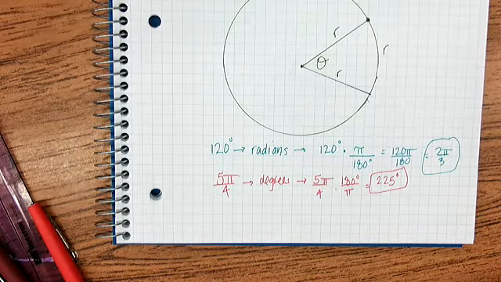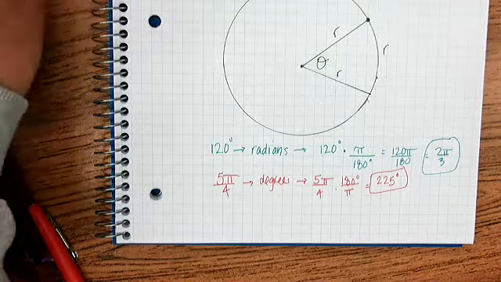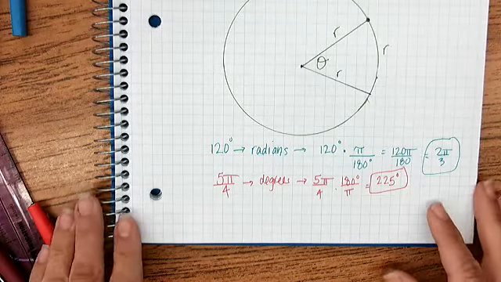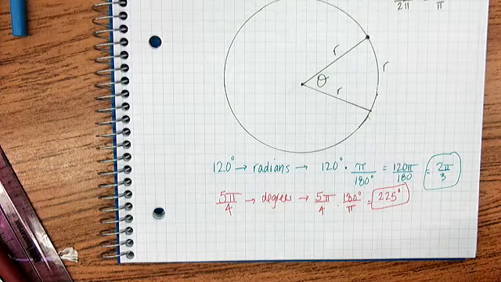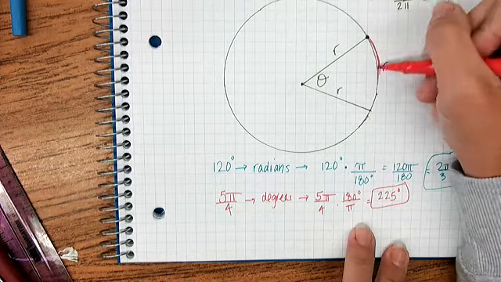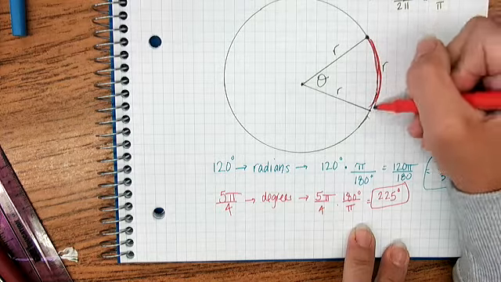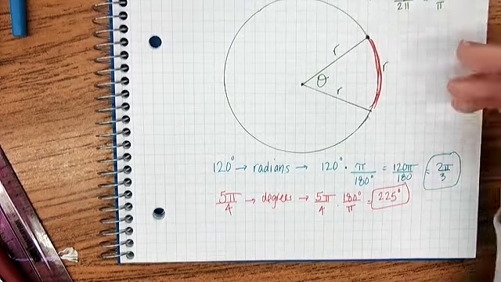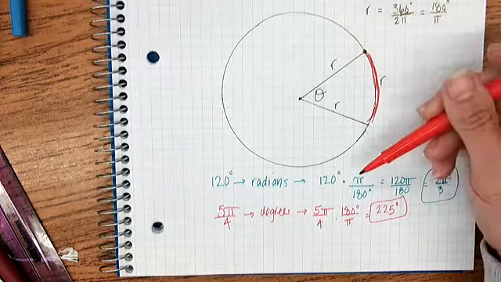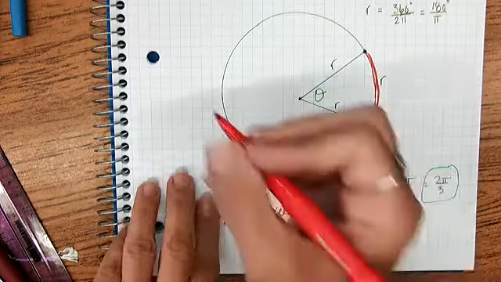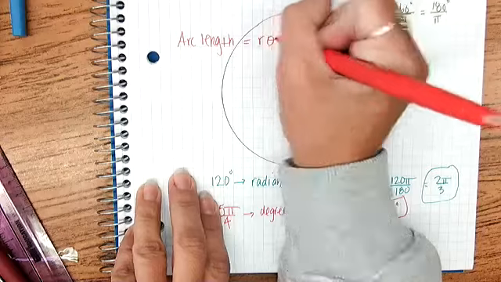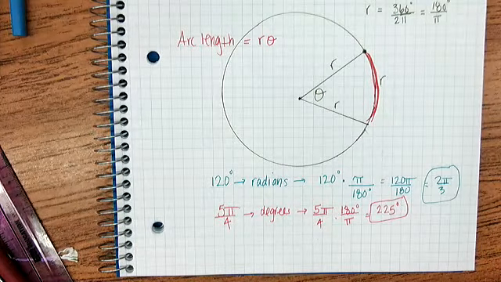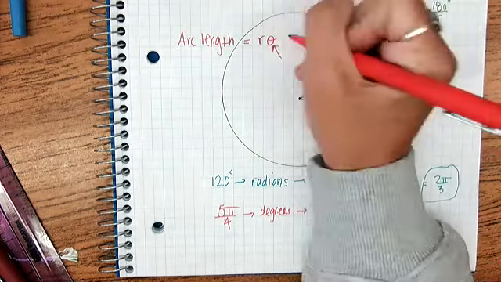One thing that we're going to talk about quite a bit in this section is arc length and area of a sector. Okay, so arc length is the length of any arc along the circle. The arc doesn't have to be equal to r, but the arc length is some piece of the edge of the circle. Arc length is r theta. Here's the kicker: theta must be in radians.